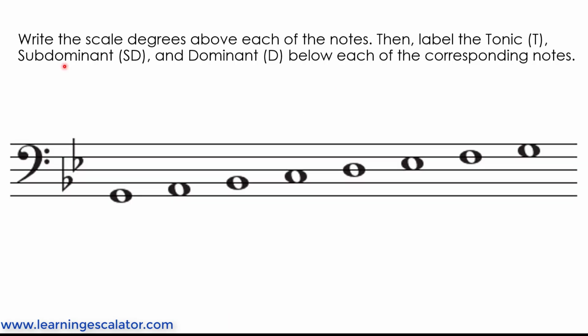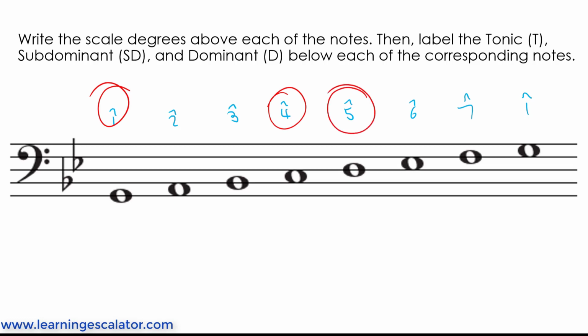Now, same thing, just with a different scale. This is G minor, natural form, by the way, if that's interesting. So, again, 1st, 2nd, 3rd, 4th, 5th, 6th, 7th, and 1st again. So the tonic is 1st, subdominant is 4th, dominant is 5th. So T, SD, and D.